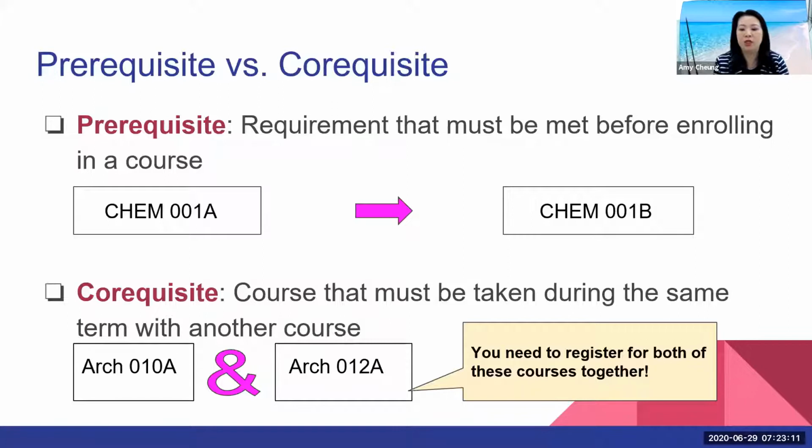So let's say you want to take a higher level course and it has a prerequisite. It's going to prevent you from registering until you have met the prerequisites.